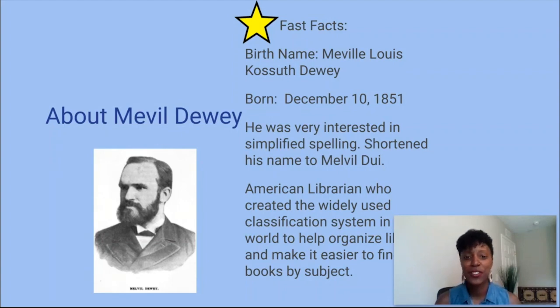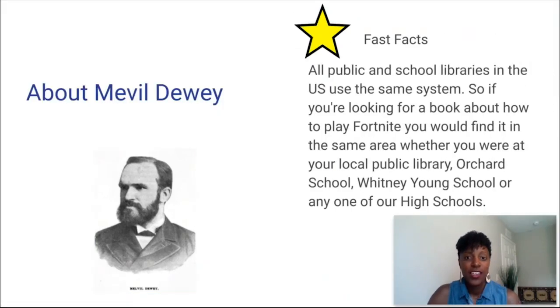So this guy was an American librarian who created the most widely used classification system in the whole wide world to help organize libraries and make it just a little bit easier to find books in a library according to subject. All public schools and libraries in general use this system. All libraries in the US, can you believe that? So if you're looking for a book, let's say on Fortnite, how to play it, you can go to any library in the United States and find that in the same area. So let's say you even go to Orchard School or Whitney Young or any one of our high schools, you're gonna find that book in the same area of the library.